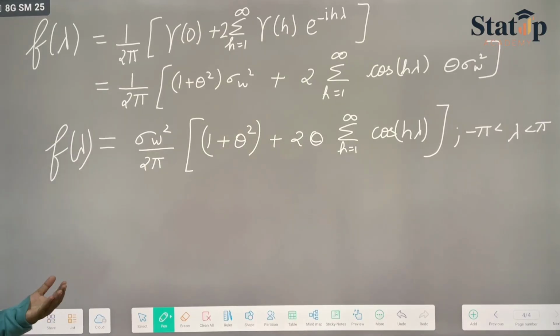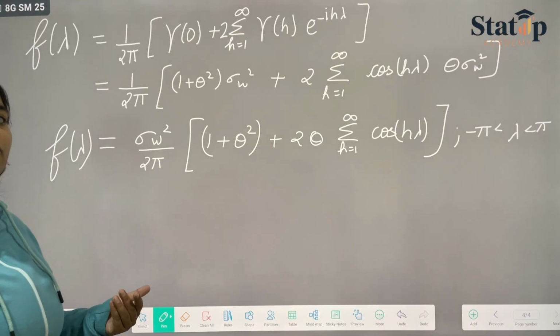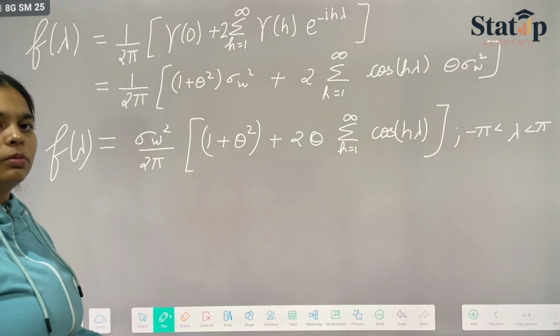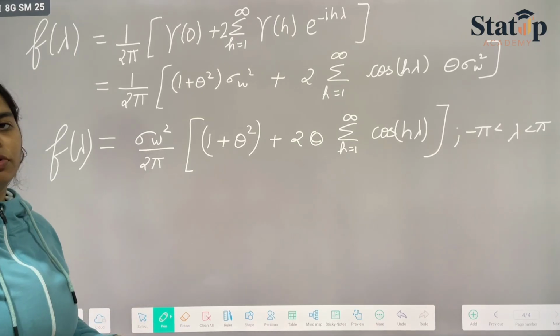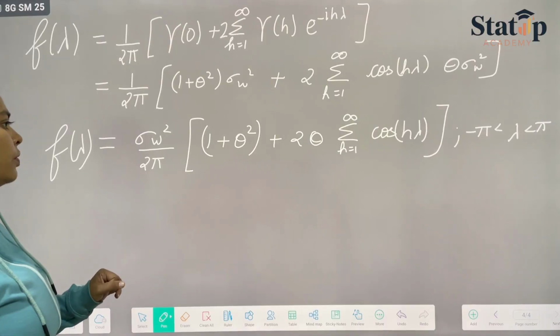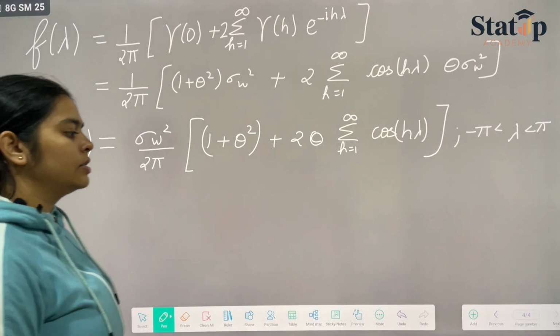Likewise, this you can find for moving average of order q, and like we did for autoregressive model of order 1, likewise that you can do for autoregressive model of order P. That's your homework. Now the graph of this.